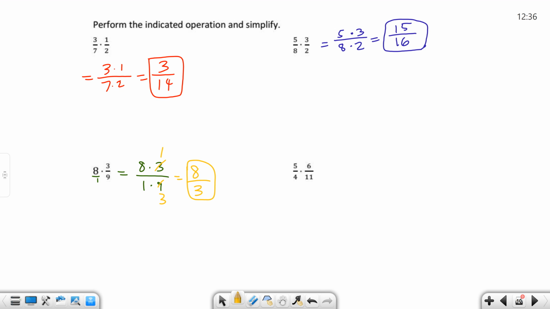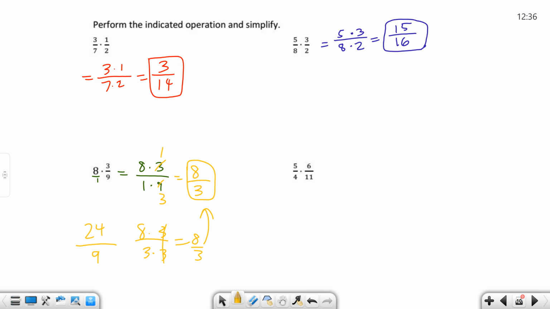You say, well, Mr. Guest, what if I didn't notice that? What if I just multiplied it? What if I just said 8 times 3 is 24, right? Over 1 times 9 is 9. Well, then if I get to 24 over 9, then I need to ask myself, hey, what goes into both 24 and 9? 3. So then I would have to say, okay, this is 8 times 3 over 3 times 3, and the 3's divide out, and I'm left with 8 over 3, which is the same thing I have here, right? So either way is fine.